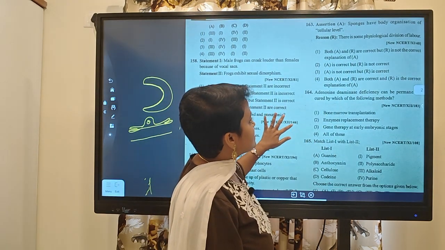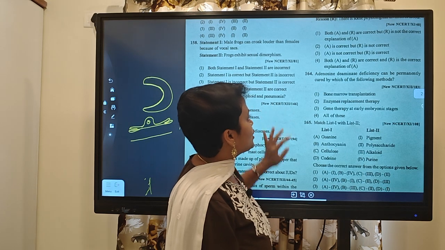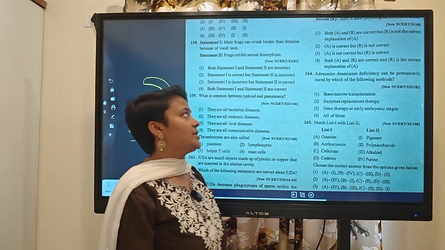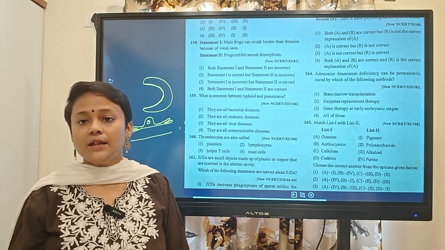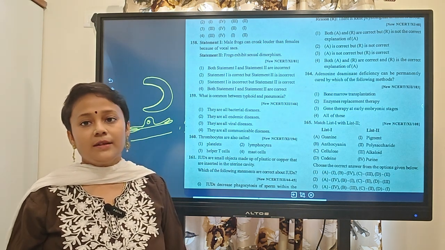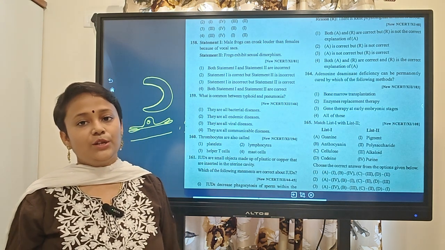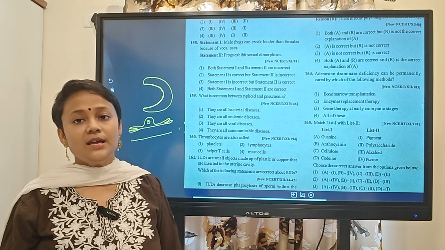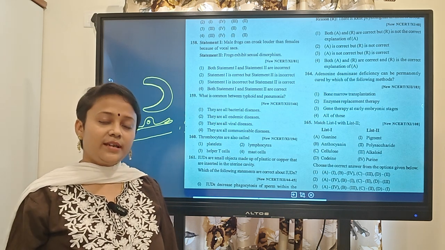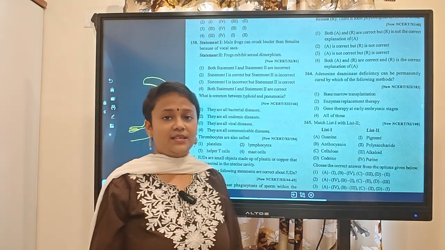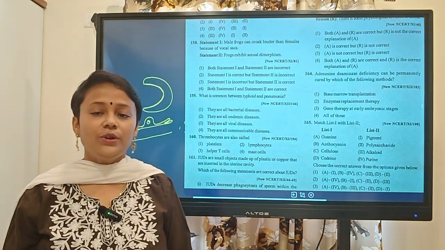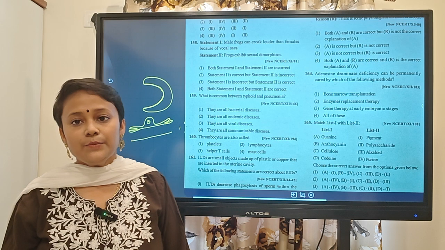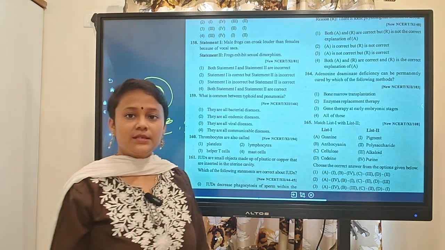Adenosine deaminase deficiency can be permanently cured by which of the following methods? So it is from gene therapy. We have learned about ADA deficiency, adenosine deaminase deficiency, and it can lead to the disease called SCID, severe combined immunodeficiency. And that can be cured by different techniques, right?